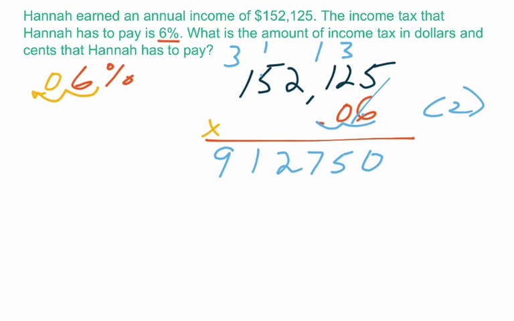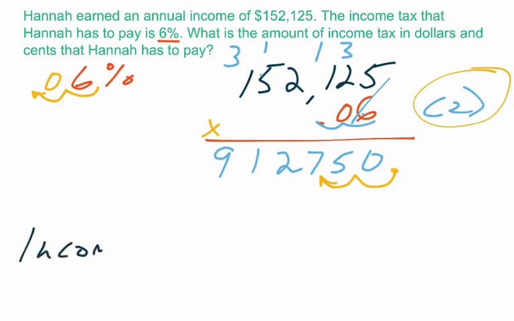So I'm done with the 6. I could go ahead and do those zeros if I want, but it's not going to change my answer. I just have a bunch of zeros at the bottom, and I'll add all of this, 912750, to a bunch of zeros, and that would really stay the same. Now what I need to do here is just remember my place value to bring the decimal back. So it's 2 places, 1, 2.